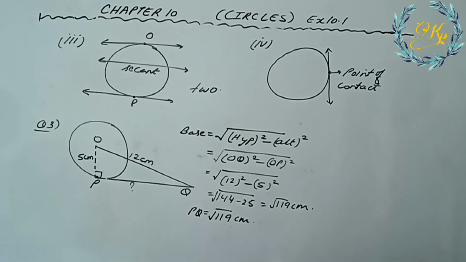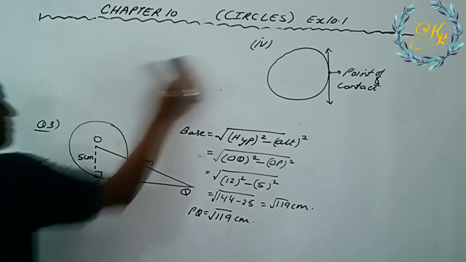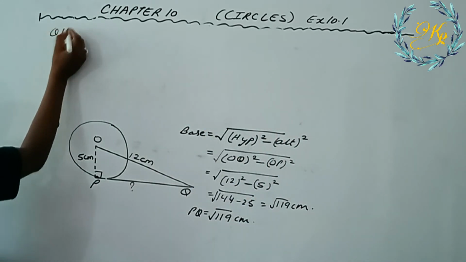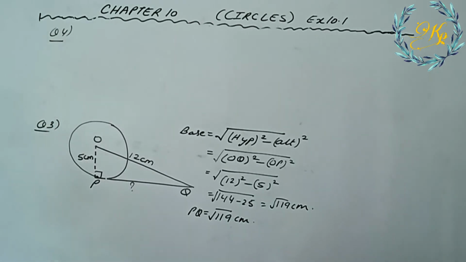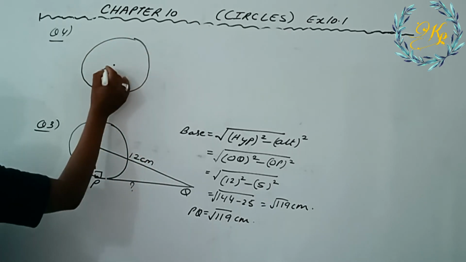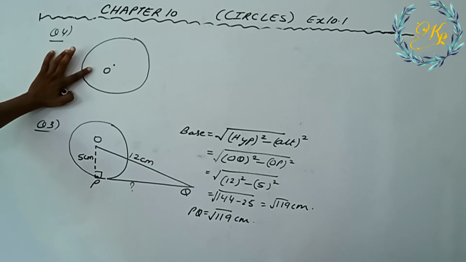Now let's move to question number 4. What does it read? Let's see. In question number 4, we are supposed to draw a circle and two lines parallel to a given line. So let's draw a circle first. Let the center be O. Now after drawing the circle, we have to draw two lines parallel to a given line such that one of the lines is a tangent and the other is a secant to the circle.